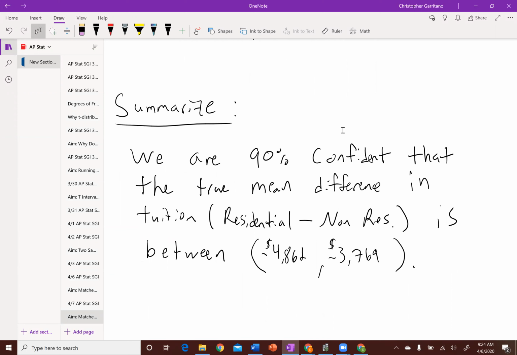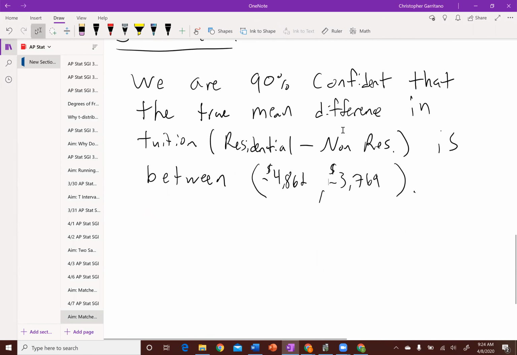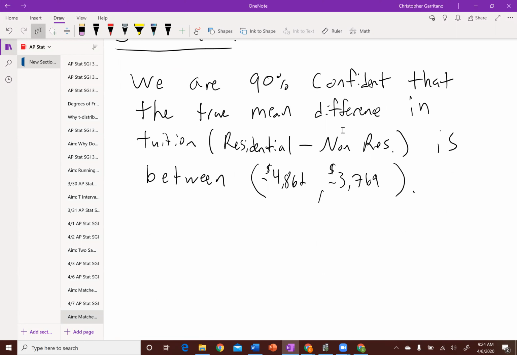Part C now is actually kind of interesting. It says that a national magazine claims that the public institutions charge state residents an average of $4,000 less for tuition each semester. What does your confidence interval indicate about the validity of this assertion? Well, the fact that negative 4,000 exists in this interval means that that assertion is completely feasible. And so what we would say is, well, yeah, it's possible. We don't have evidence really to reject that claim.